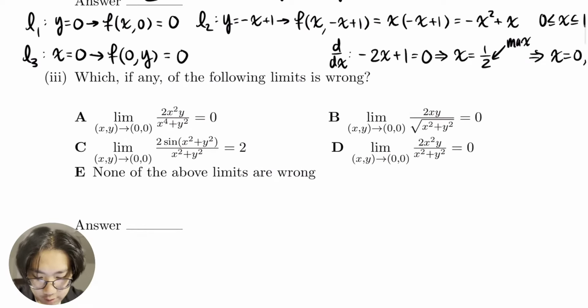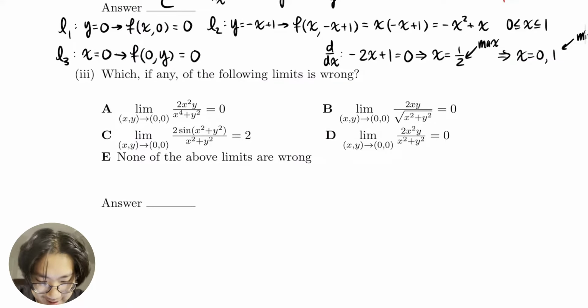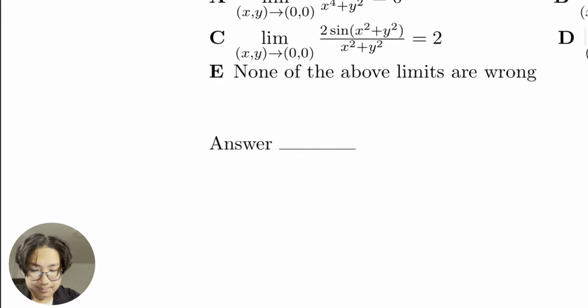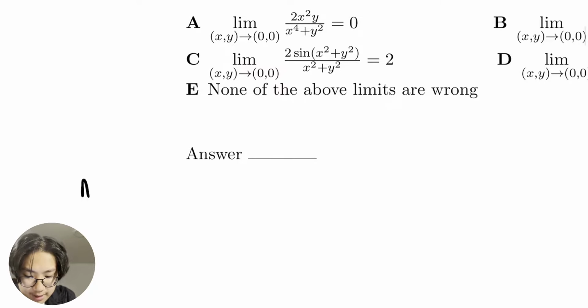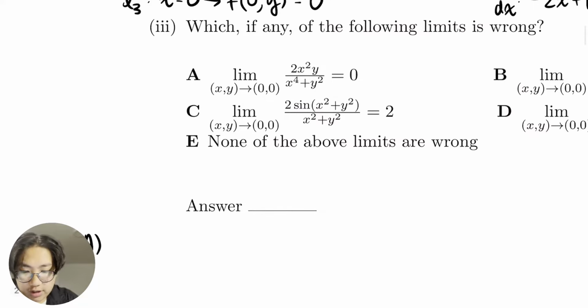Okay, next question. Which, if any, of the following limits is wrong? For this one, I'll quickly tell you that immediately it is the first one, but I will go through some justification as to why the other ones are correct. So quickly for A, we're just trying to show that this limit isn't actually equal to 0. All we have to do is find another path in which this doesn't hold.